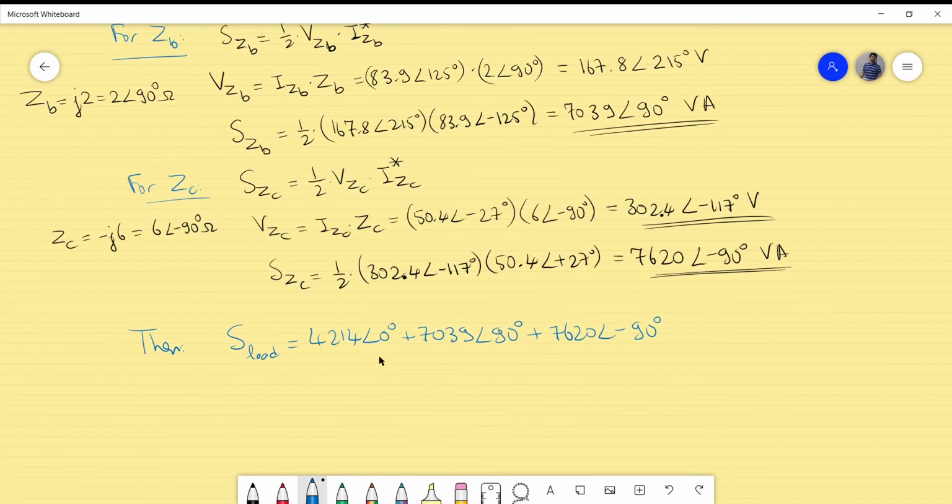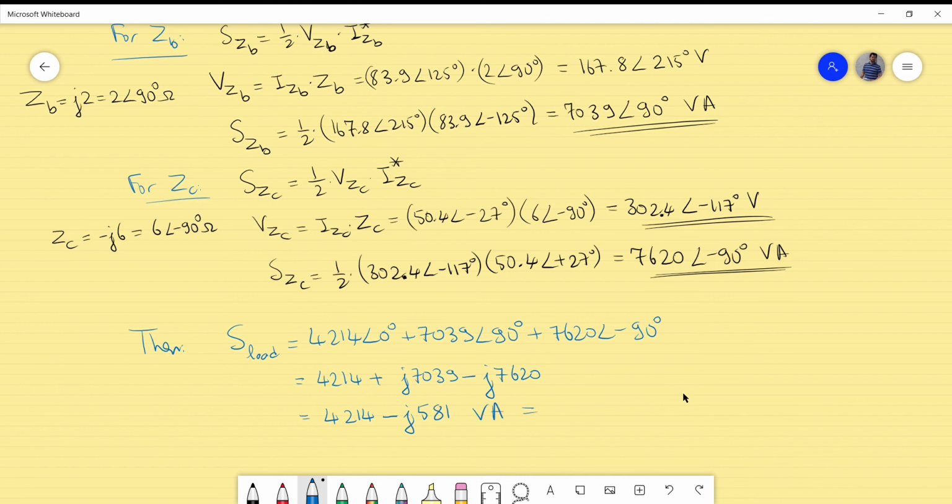but this time it is very simple because this is pure imaginary in the positive y direction, this is pure imaginary in the negative y direction, and this is pure resistive. So actually this one is very straightforward. It will be 4214 plus j7039 minus j7620. And if you simplify this, you will have 4214 minus, because these two imaginary values will give you an effective imaginary part of 581, and it will be of course in volt amperes.